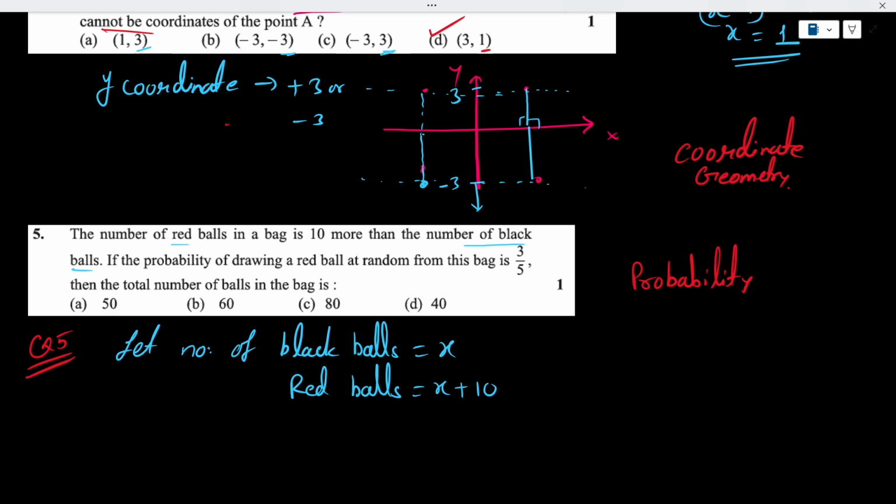Now what is given here? The probability of drawing a red ball at random is 3 by 5. So that means the probability of drawing a red ball is 3 by 5. For this, you know the probability is the number of favorable outcomes divided by the total number of possible outcomes, right? So what is the total number of balls?